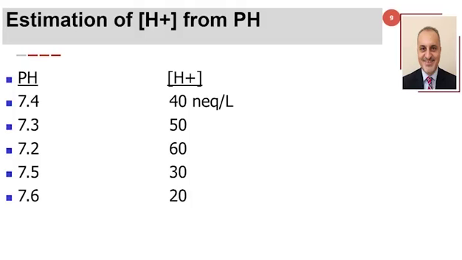Now if you go the other way around toward the alkalosis, for every 0.1 unit increase in your pH your hydrogen ion will decrease by 10. إذا كان عندك ال pH is 7.5 معناته الهيدروجين ion concentration تبعك is 30 and if it's 7.6 it's 20.